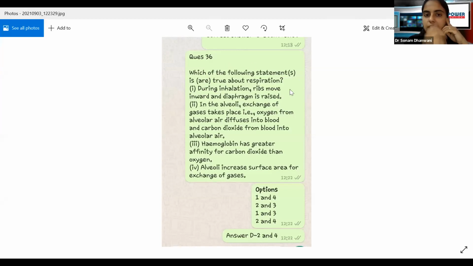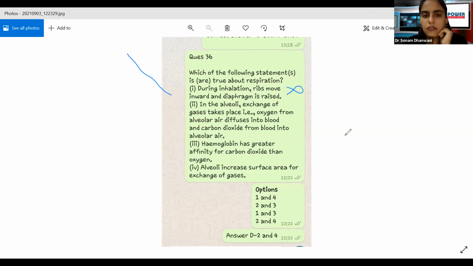Now, what are the correct statements? During inhalation, ribs move inward and the diaphragm is raised. Firstly, does the diaphragm get raised or it is lowered? Yes. Correct. It is lowered. So that means this first statement is wrong. So first statement तो गलत है, हमको समझ में आ गया. ठीक है, छोड़ दो ये.